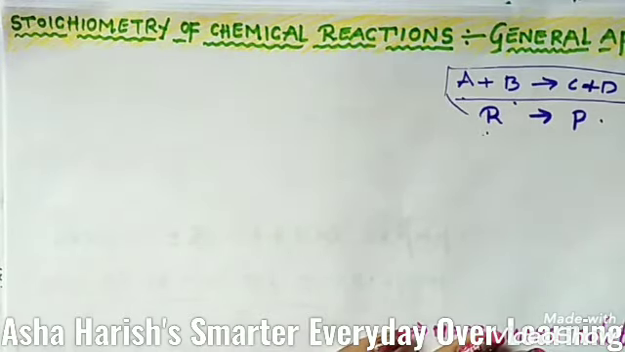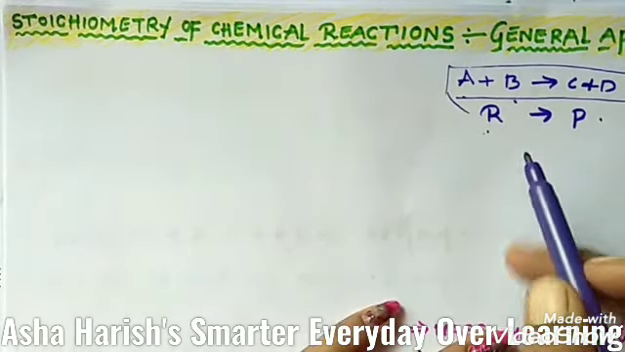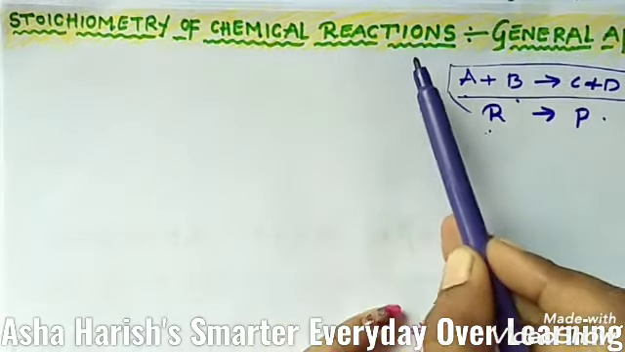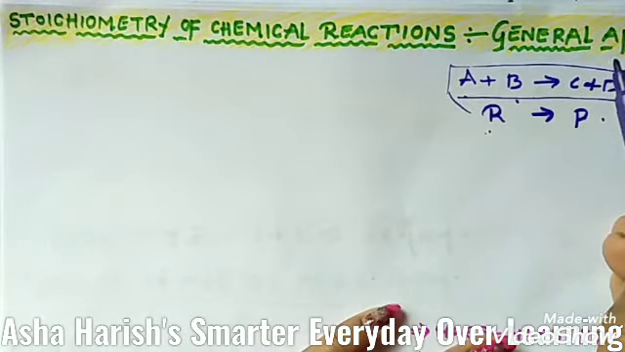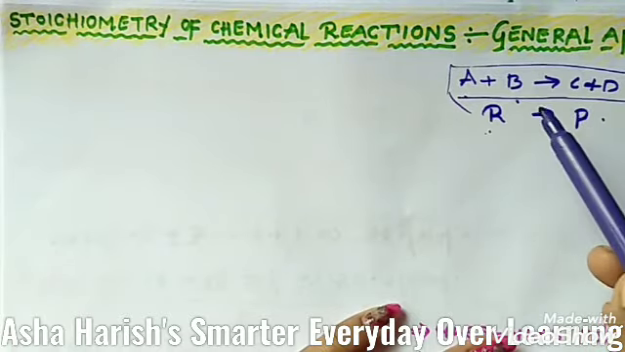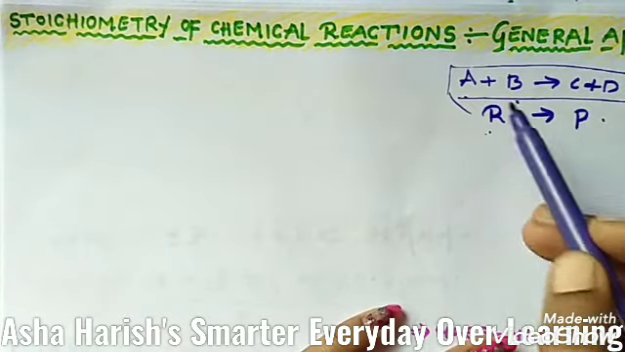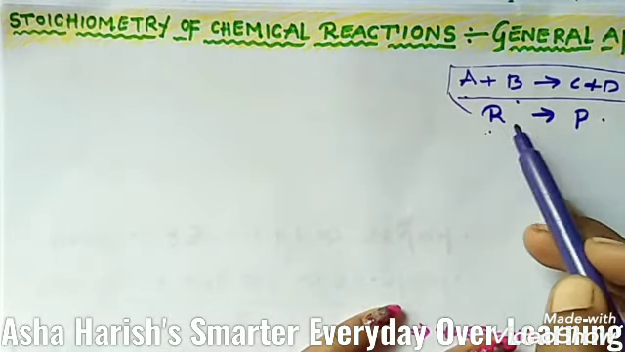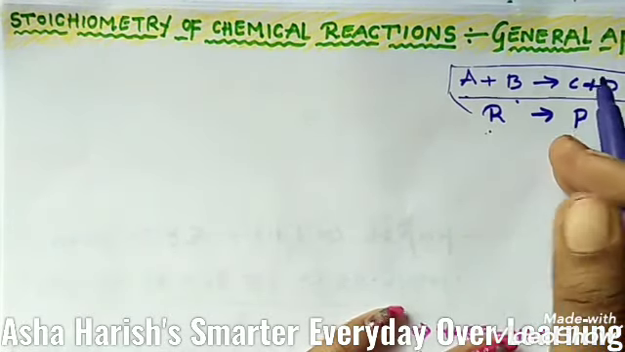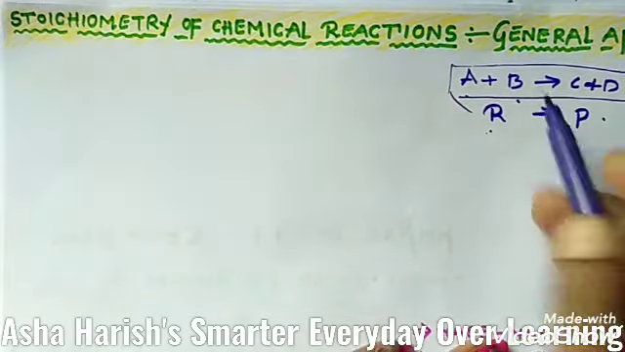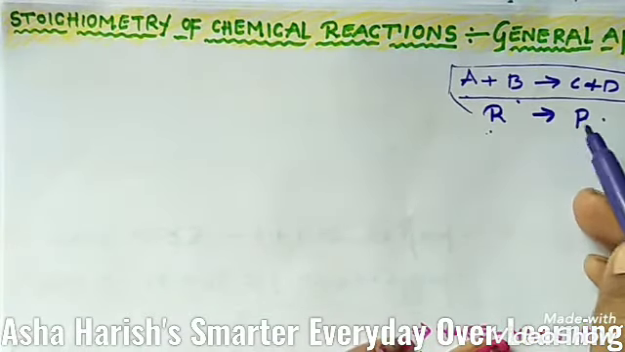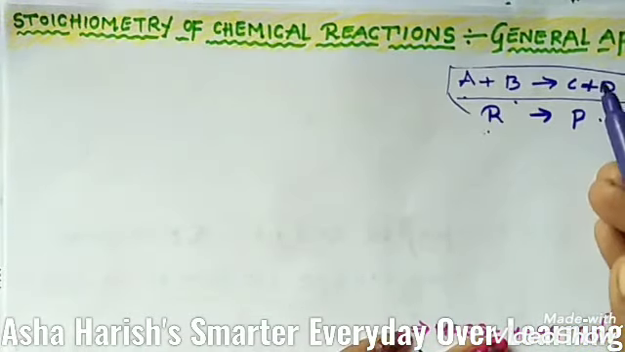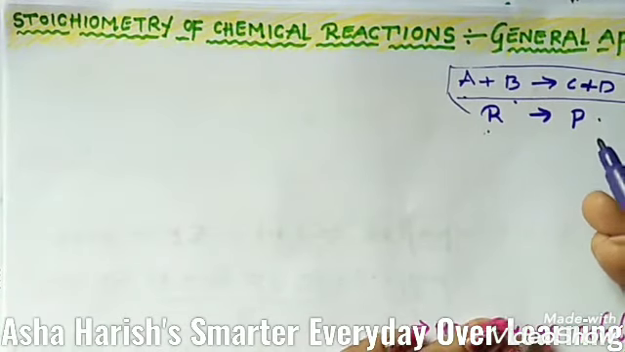Hi students, in our today's session, let us learn about the topic stoichiometry of chemical reactions, the general approach. Coming to stoichiometry, according to a chemical reaction, there is a relation in between the reactants and products. In chemistry, it is very important to understand the relation between the reactants and the products in a particular chemical reaction. What is meant by chemical reaction?